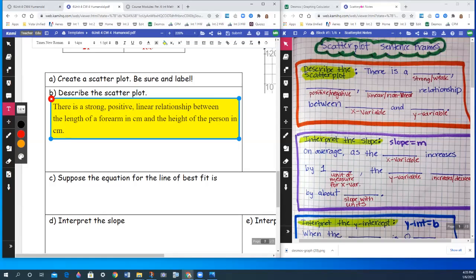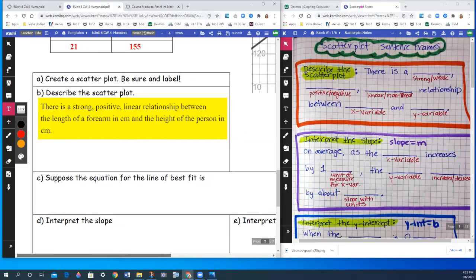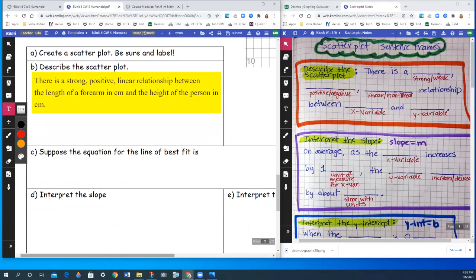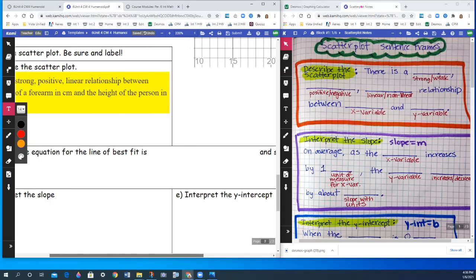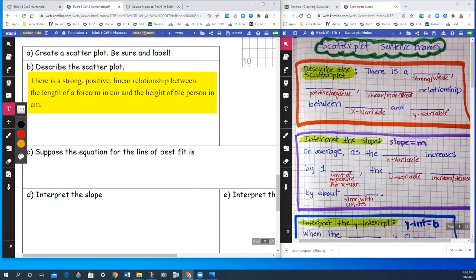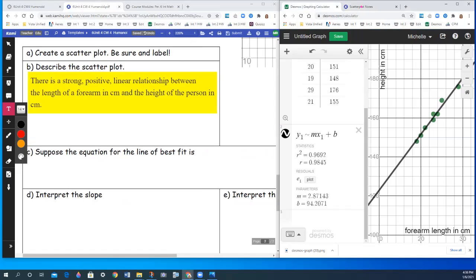Now, the next thing they want us to do on part C is suppose the equation for the line of best fit is, and then sketch the line. Well, we've already sketched the line. We have it in our thing. Let's just put the line of best fit here. So let me just get back to this again. And let me just re-highlight. We're looking at the M and the B.